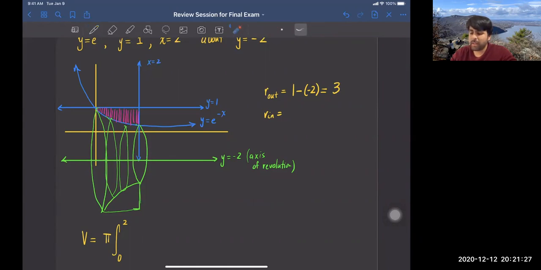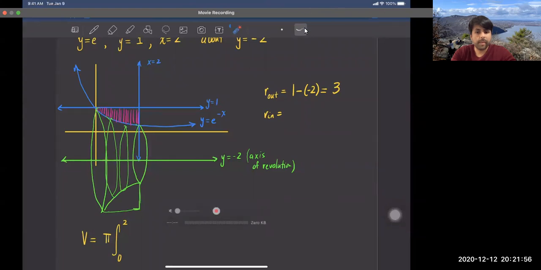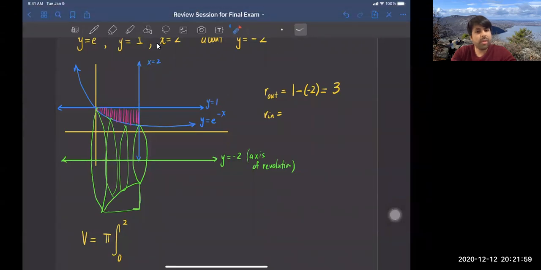And then what's going to be the inner radius? Well, now I have to look at the closer function, don't I? And the closer function is given by e to the -x. So then what's going to be the distance from the axis of revolution to e to the -x? E to -x minus 2? No, no. It's going to be e to the -x minus -2. Do you guys see the difference?